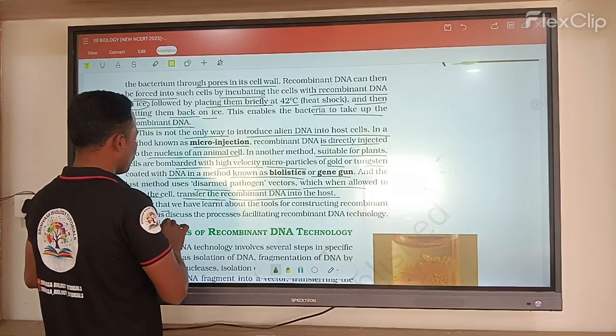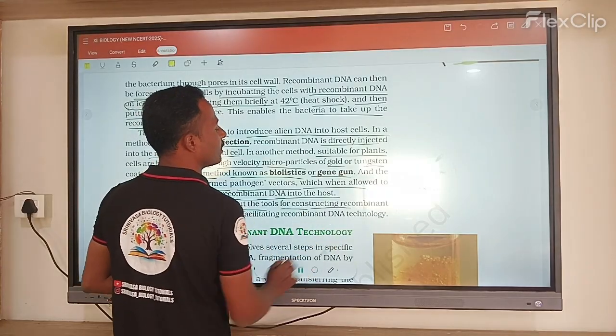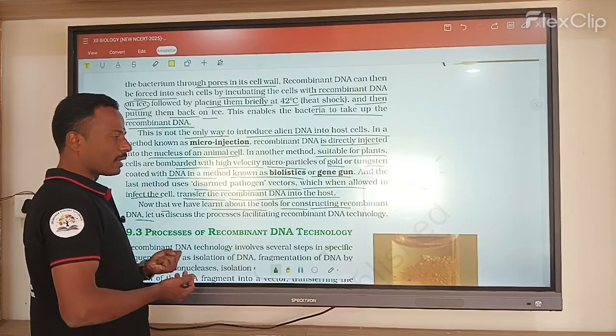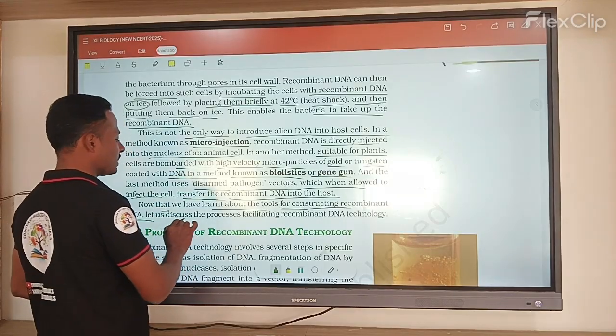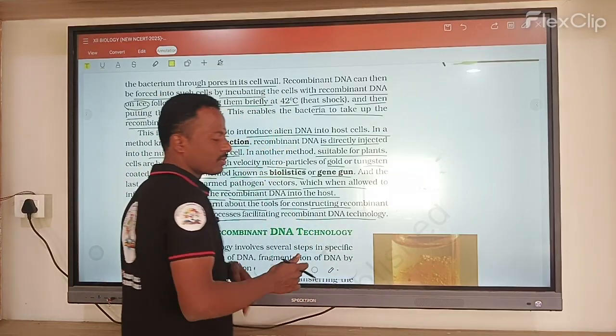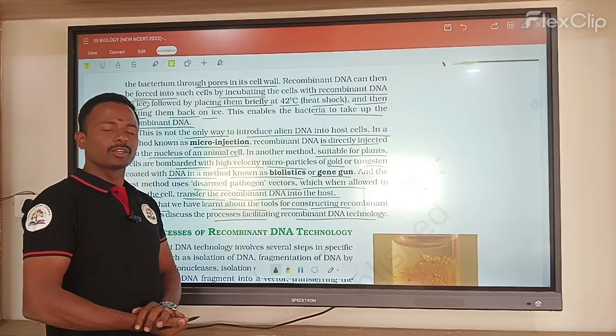Now that we have learned about the tools for constructing recombinant DNA, let us discuss the process of recombinant DNA technology.